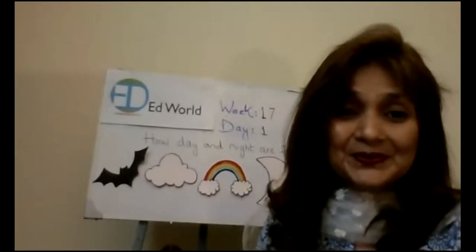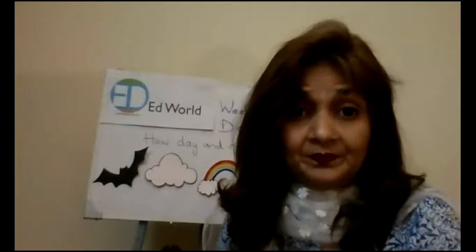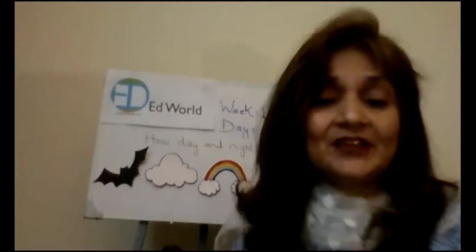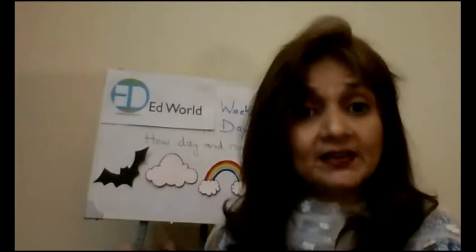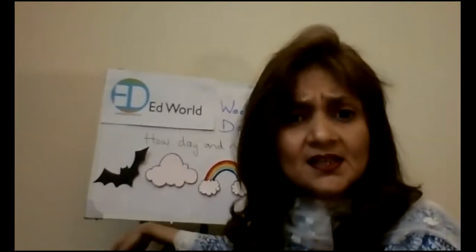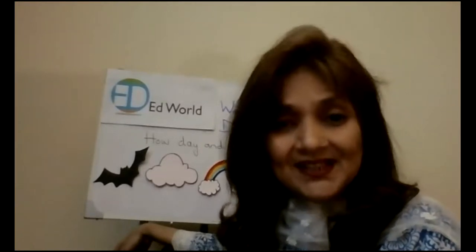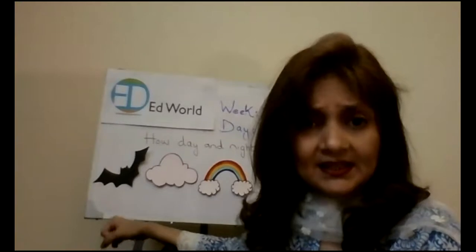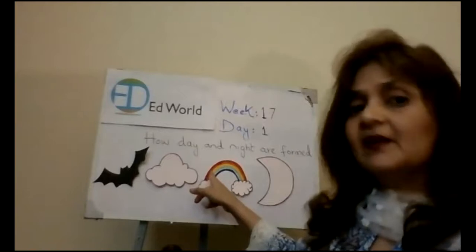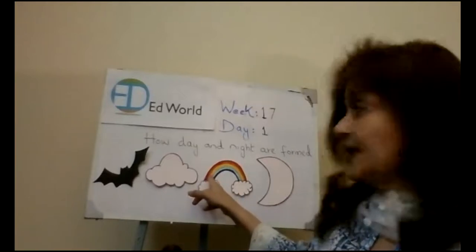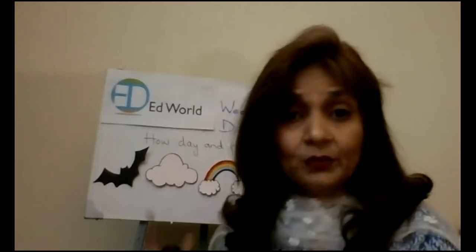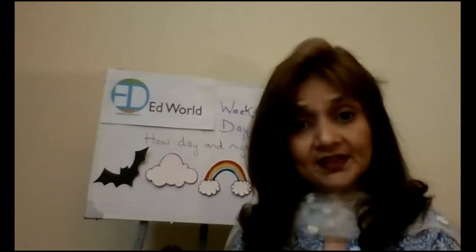Okay, so what is next to the cloud? It's a rainbow, right? So when can you see a rainbow? You can see a rainbow right after the rain, when the sun comes out. And how many colors are there in a rainbow? 7 colors, right? Can you name those colors? Red, orange, yellow, green, blue, indigo, and violet. So there are 7 colors in the rainbow.